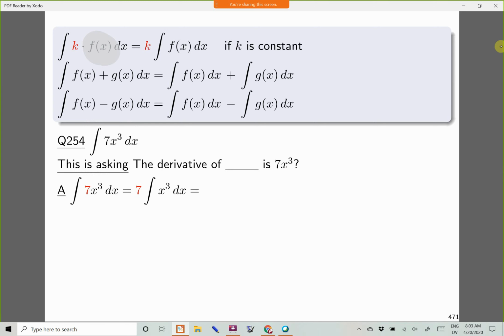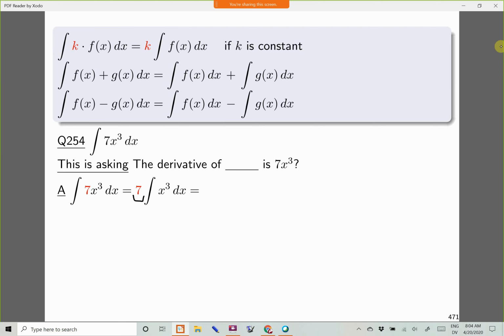Our f of x up here is the x cubed there. So what this first formula lets you do is take the 7 and bring it in front. That's where the k ends up being, to the left of the integral sign. So that's what happens. In our first step of the answer, after the equal sign, the 7 has moved to be in front of the integral symbol. So take a look at the integral problem we had, and now this integral problem is smaller, because there's no 7 in there.